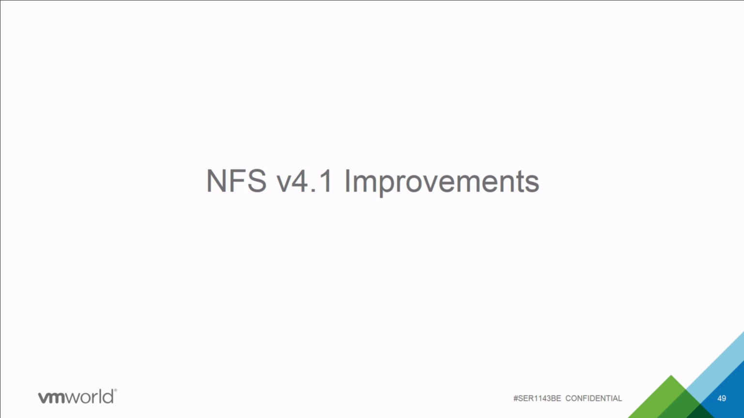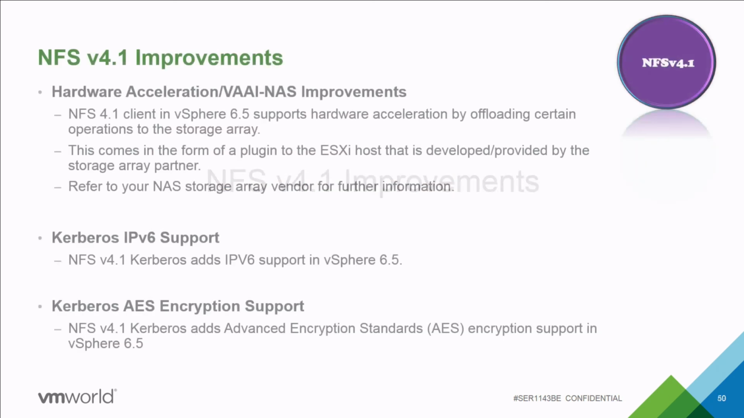So just to tell you about what we've done with NFS 4.1 in vSphere 6.5, primarily we have the VAAI NAS offload primitives now supported on NFS version 4.1. Up until the vSphere 6.5 release, we only supported this with NFS version 3. We've had requests from a lot of customers that they want to be able to offload certain tasks to the array, just like we talked about with block storage, but be able to do that on file storage as well, or NAS storage. And so we can do that now with the vSphere 6.5 release.